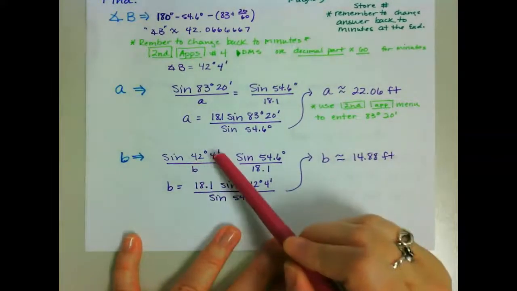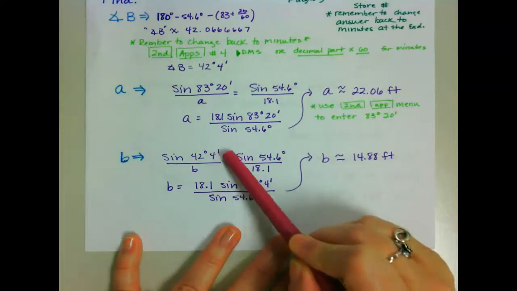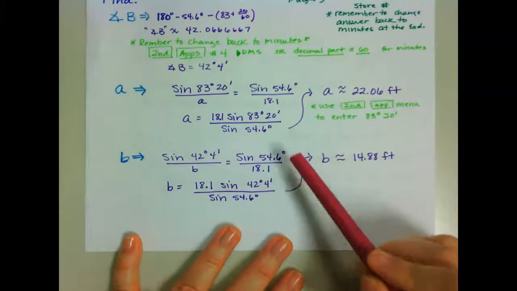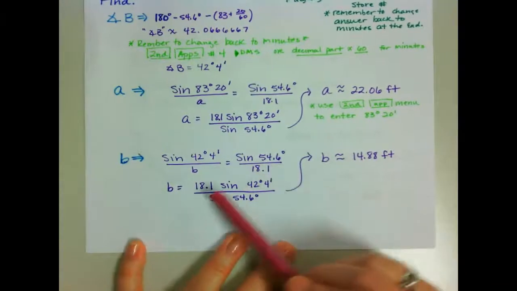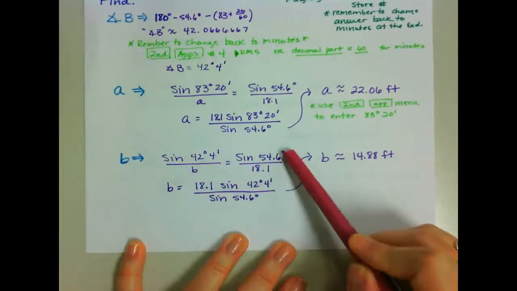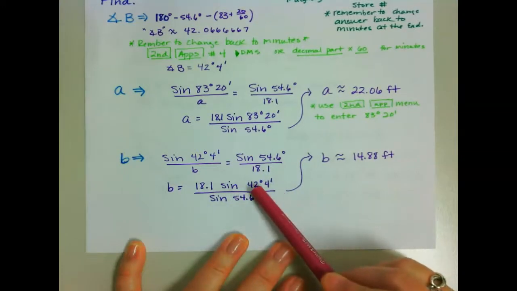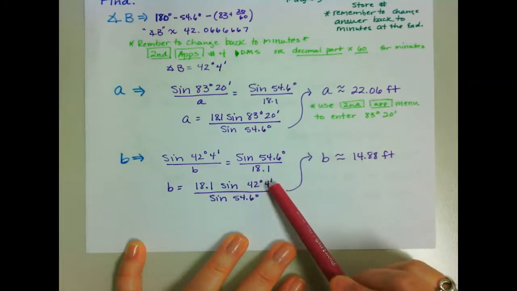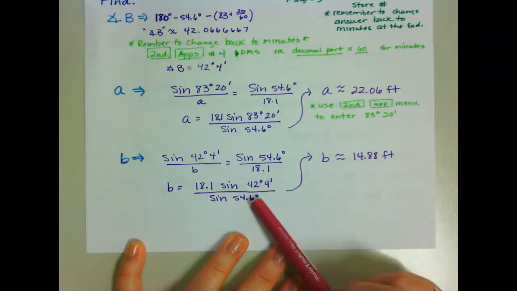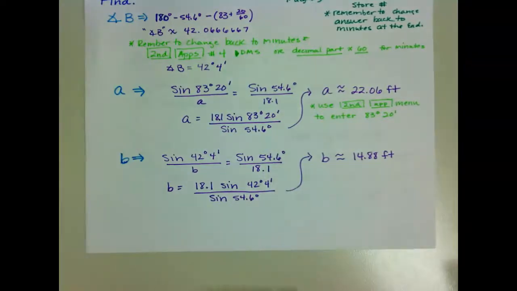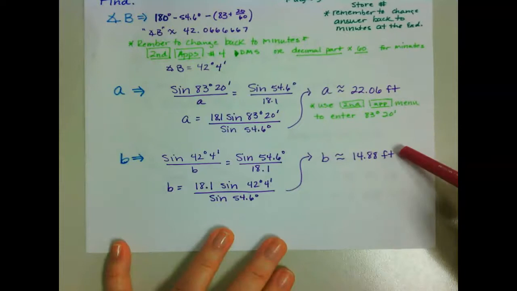So I'm going to do angle B over B, and I'm going to do angle C over C, and so I multiply these two, divide by this. So I have 18.1 sine 42, do the second apps to get to the angle menu, put in the degree, type in the 4, second app, get the minute symbol, all over 54.6, and then execute it to find here. So remember, when you're writing your answers for lengths, don't forget to put the units in there.